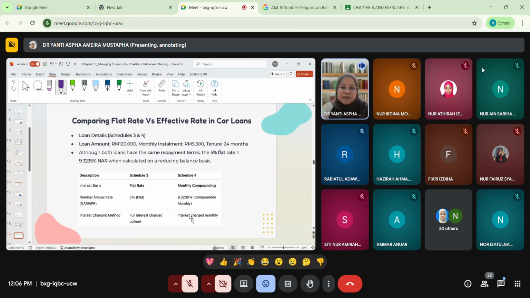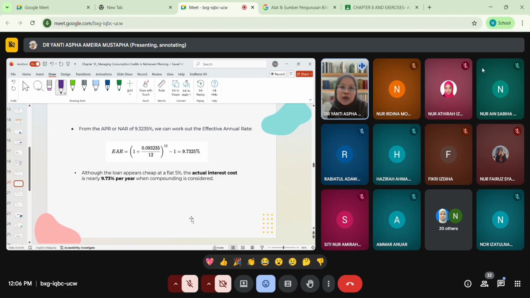It is calculated separately. Okay, so from the APR or NAR of 9.3235%, we can work out the effective annual rate. The NAR, the nominal annual rate, equals 9.3235%. Therefore you can calculate the EAR, the effective annual rate.